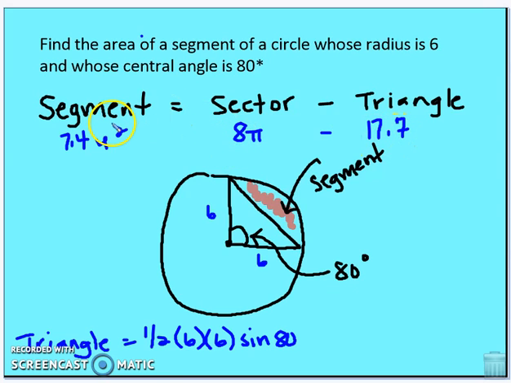So the segment of the circle is equal to the sector, which we found to be 8 pi, minus the area of the triangle, 17.7, using 3.14 for pi. We end up with a segment being 7.4 units squared.